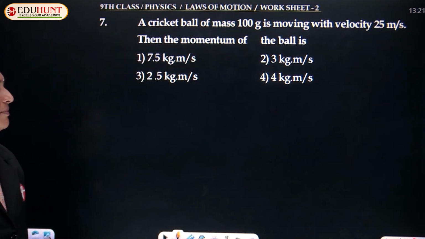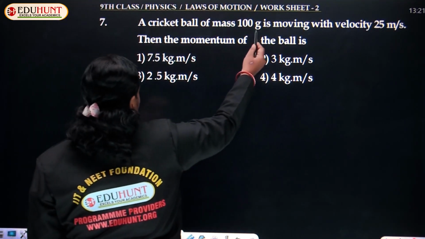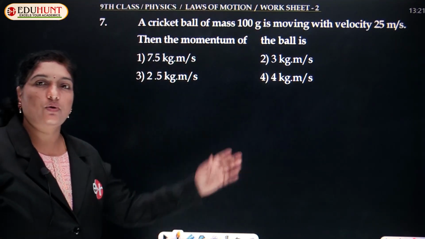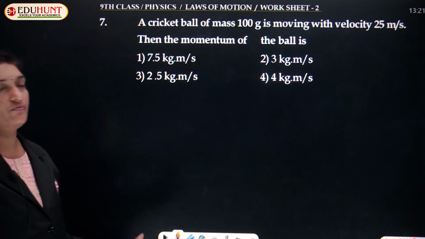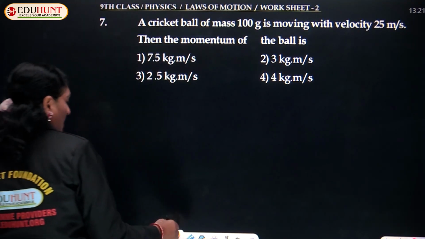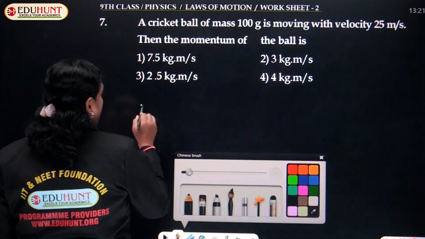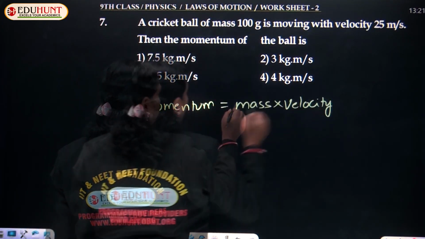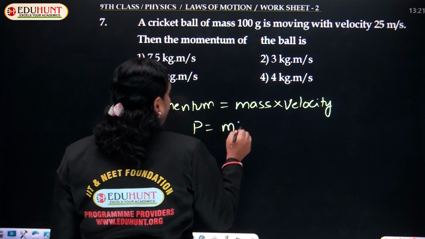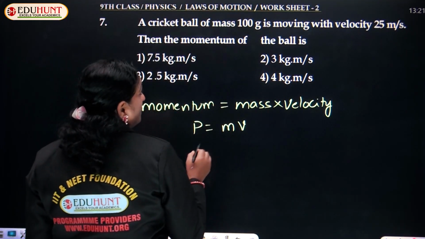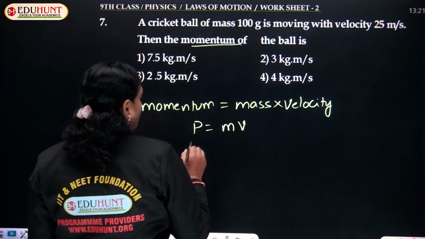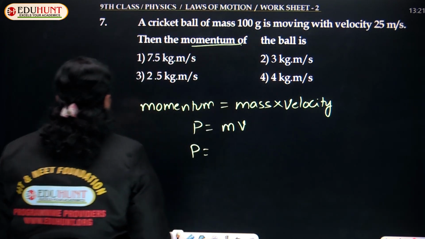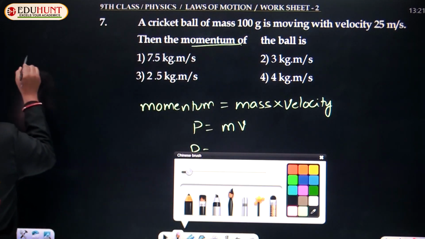A cricket ball of mass 100 grams. Again here also it was given in CGS system, grams. Moving with velocity 25 meter per second, the momentum of the ball is. So no doubt momentum of the ball is given as mass into velocity. P is equal to mv. So you're asked to find out the momentum itself. So clearly P is equal to how much is the mass, children?